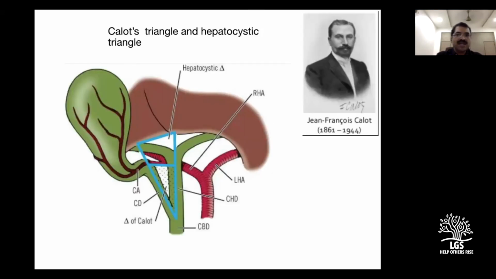So this is Callot's triangle, but we commonly use the term hepatocystic triangle. Actually, Callot's triangle is a content of the hepatocystic triangle. The original content of Callot's triangle is only the lymph node, because the boundary of Callot's triangle is the cystic artery, cystic duct, and common hepatic duct. Whereas the boundary of the hepatocystic triangle is the lower border of the liver, the cystic duct, and the common hepatic duct.